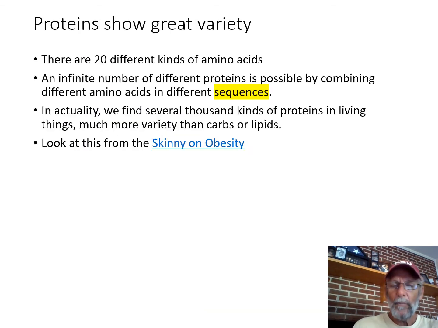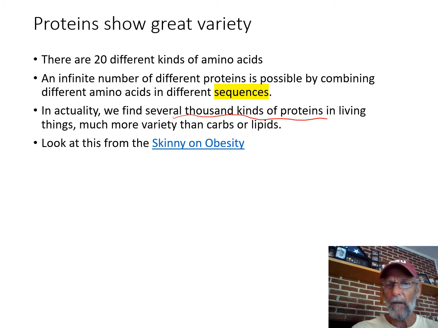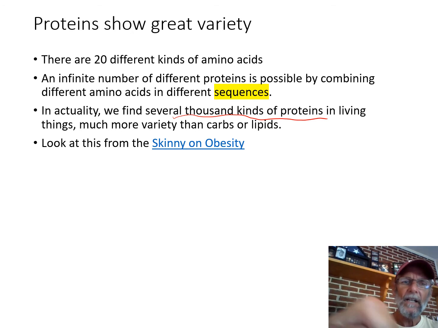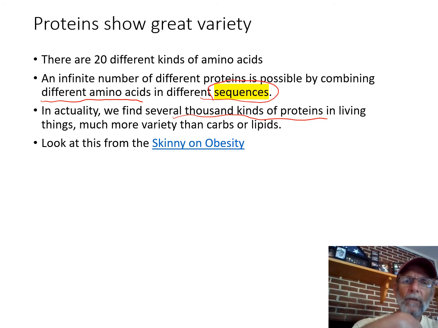So now, compared to the others, proteins show a great amount of variety in types. You have several thousand kinds of proteins making up you, but only several hundred kinds of carbohydrates and lipids. What is different about each protein is the type of amino acid that's stuck together, but also the sequence. There are about 20 different amino acids.